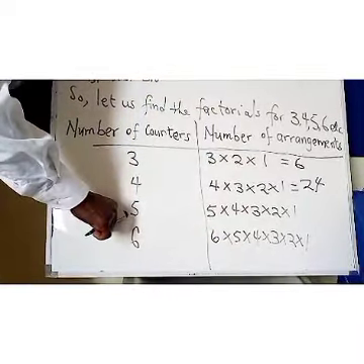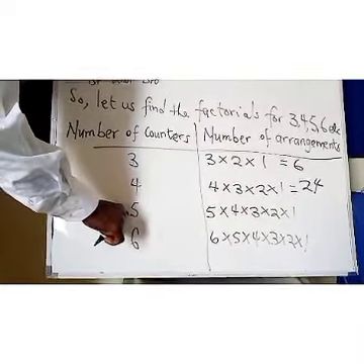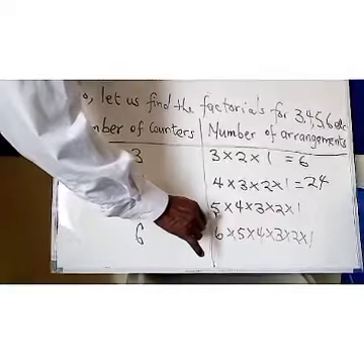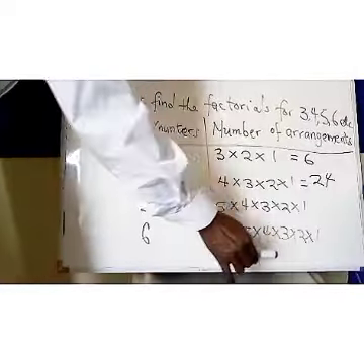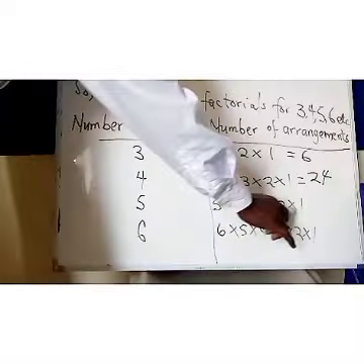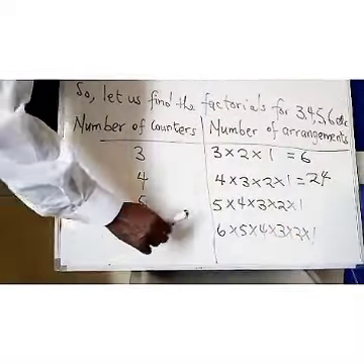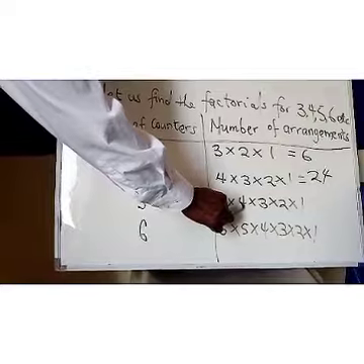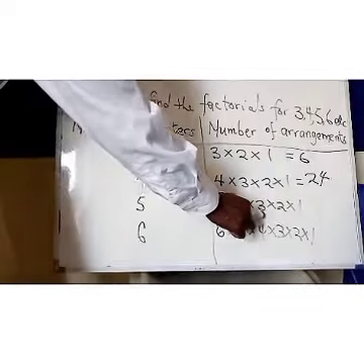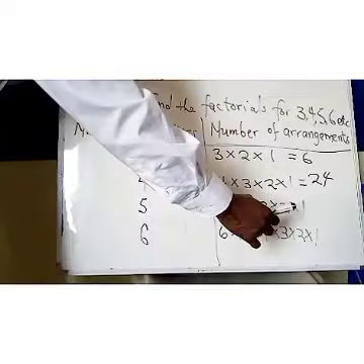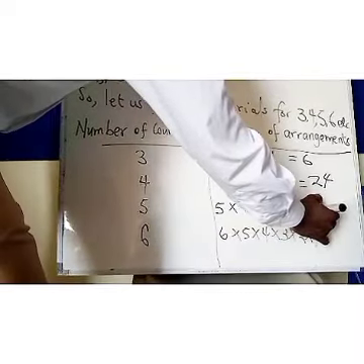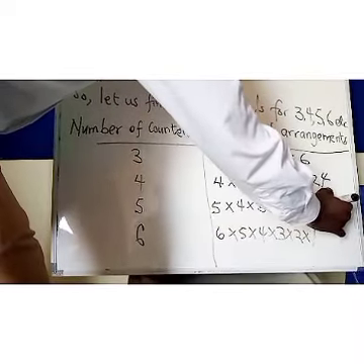And we have the 5 counters. The number of arrangements are 1, 2, 3, 4, 5, so we multiply all of them to get our answer. 5 times 4 is 20. 20 times 3 is 60. 60 times 2 is 120. So we have 120.